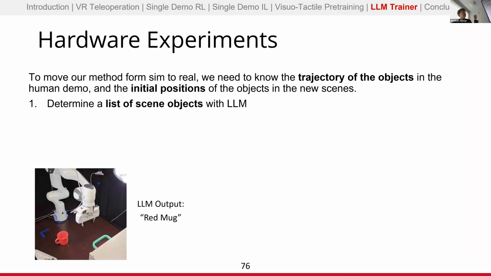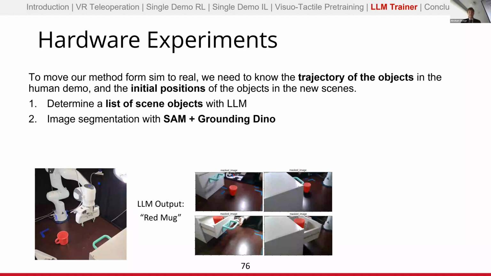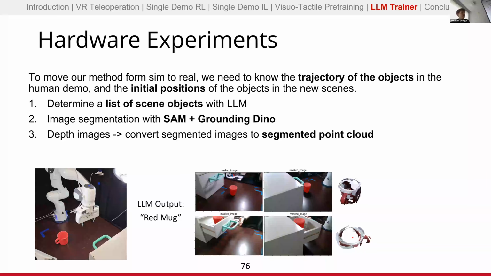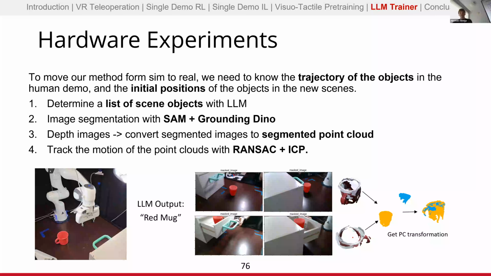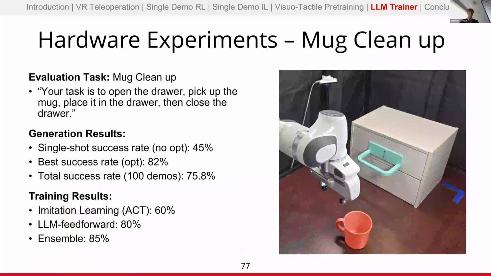So we start by determining a list of the objects that we care about using the LLM. So we show the LLM the demo and describe the task and ask it, what are the important objects? So for example, the LLM says the red mug is important. Then we use image segmentation with SAM and Grounding DINO to identify and mask out the objects in question in the demonstration. And then we use depth images to convert these segmented images into segmented point clouds, and then RANSAC and ICP to track how those objects move throughout the scene for the demonstration, and also to track the new initialized location of the objects whenever we initialize a new scene.